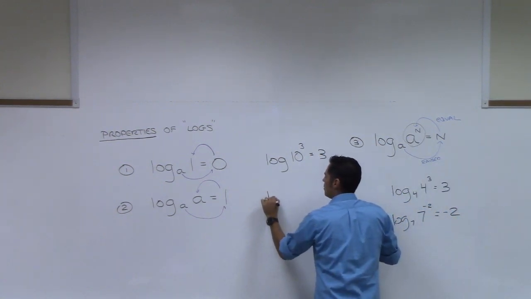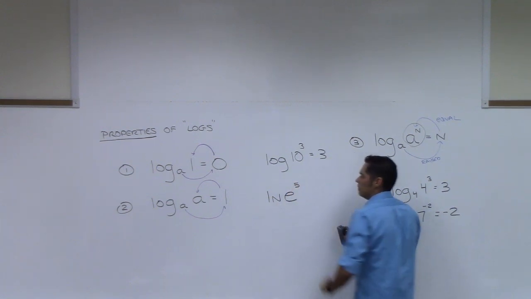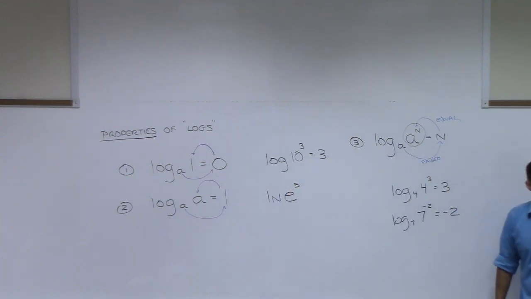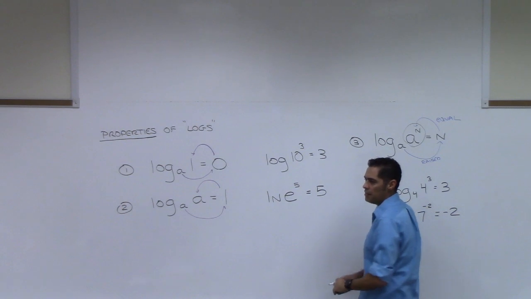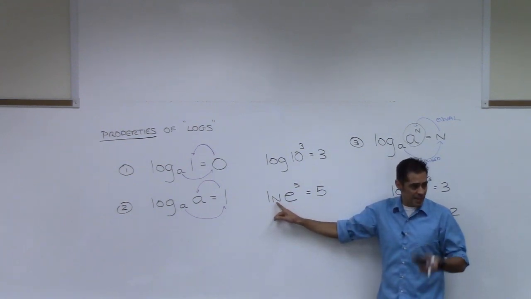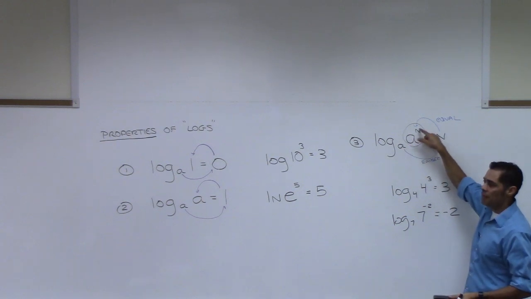Okay, this one. What's natural log of e to the 5? 5. Again, because the natural log is really base e, and so you have really log base e of e to the 5, and the 5 falls out.